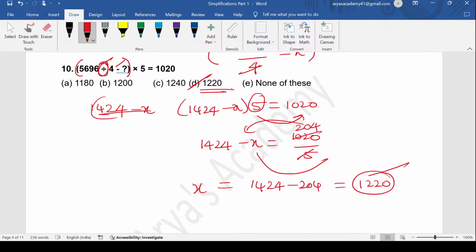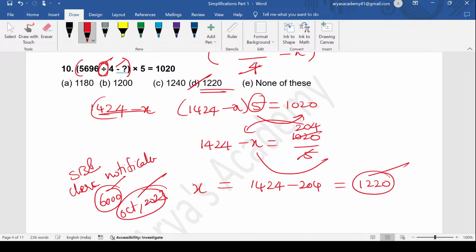And one more piece of information: we are expecting the SBI clerical notification. If you are already a graduate, you can attend this exam. The SBI clerk notification for 6,000 vacancies is expected to be released in October 2023, which means this month. By this month end, you will have a notification from SBI for 6,000 vacancies.